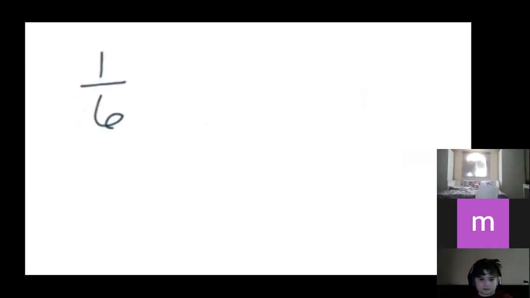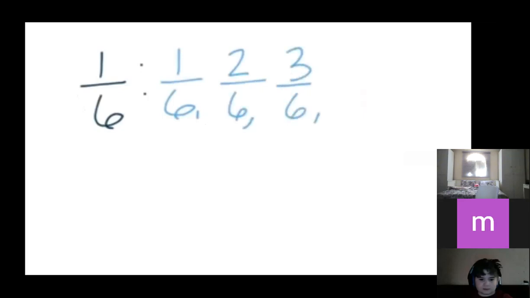Let's do one more just like that. If we had 1/6 and we needed to find our next 5 multiples of 1/6, we'd start with 1/6, and then we go to 2/6, 3/6, 4/6, 5/6, and 6/6. That's it.